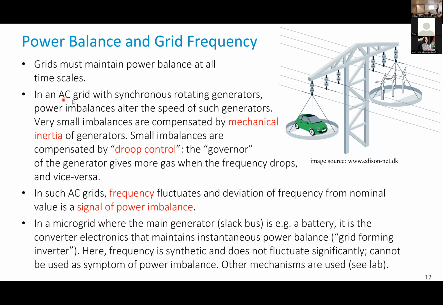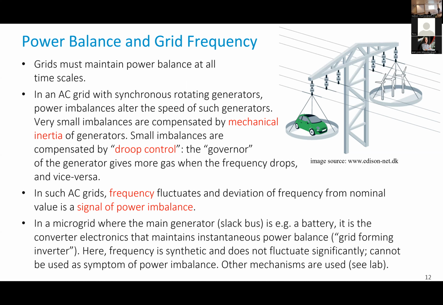Now, the thing of interest is that in an alternating current grid, an AC grid, like we're using practically always, the power imbalance alters the speed of rotating masses. Traditional grids are made of big generators, which are rotating masses fed by some energy source. For example, a diesel generator. You burn diesel in an engine, and that makes a dynamo rotate.